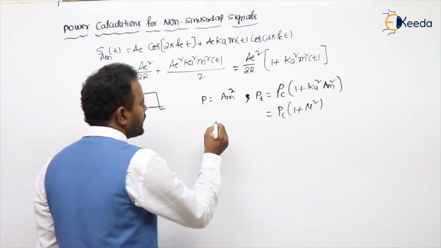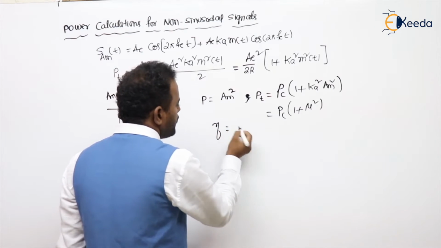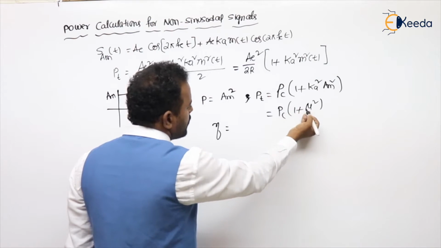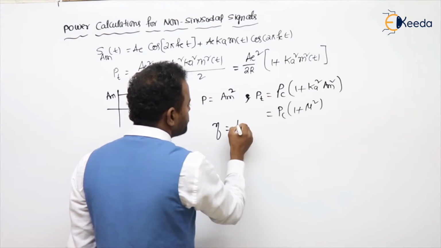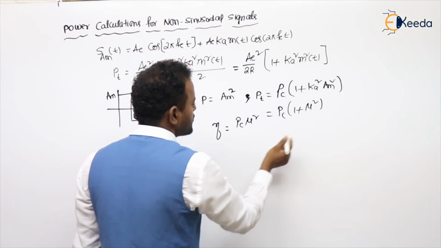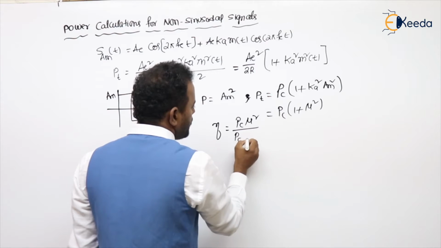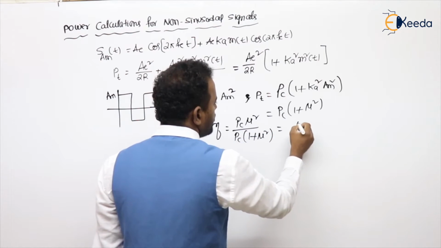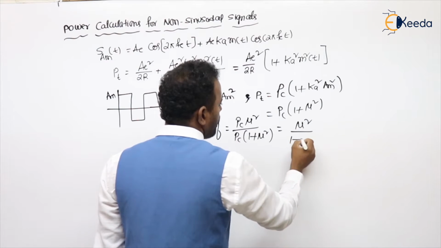Even here itself I can calculate the efficiency. Efficiency is total sideband power by total power. What is the total sideband power? Definitely you will get Pc into mu square, just a multiplication of Pc, the remaining is sideband, by Pc into 1 plus mu square. Cancel the Pc, then you will get mu square by 1 plus mu square.